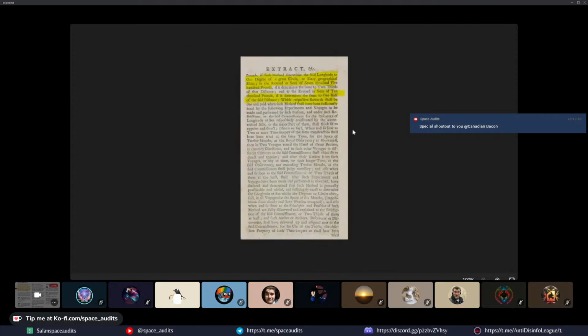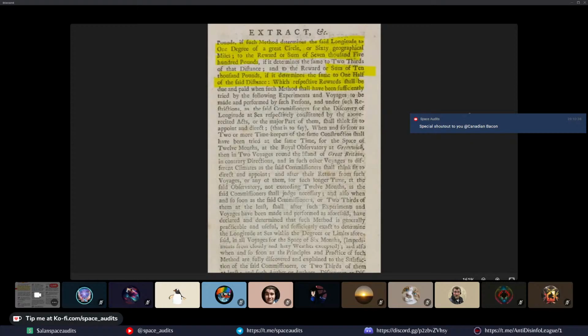I think they offered a reward. If such a method determines the longitude to 1 degree of a great circle, or 60 geographical miles, the reward was 7,500 pounds. If it determines it to 2/3 of a degree, 10,000 pounds. If it determines it to 1/2 of a degree, more. So it seems to be saying the closer to 1/2 a degree of accuracy you can help me mark the longitude lines in the south, then I'll pay you more. So it seems like that was a great project for them to do.